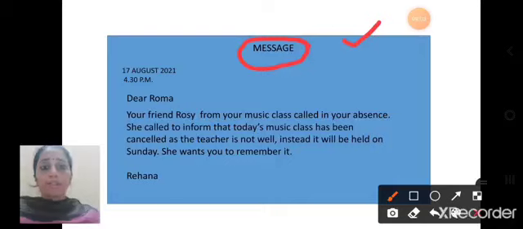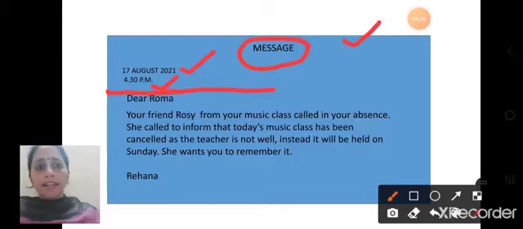It's mentioned 17 August 2021. Okay. Just below that, there is no line left and the time is mentioned. You have to mention AM or PM, that also you have to mention. So, date followed by the time. Clear? Then there's a line that is left.